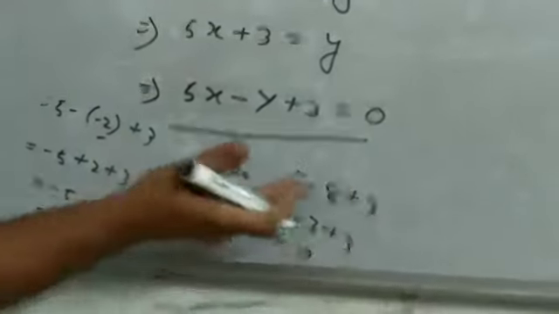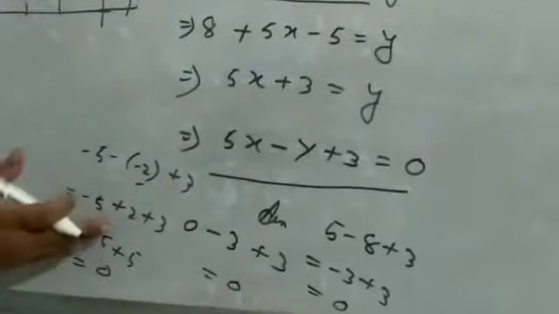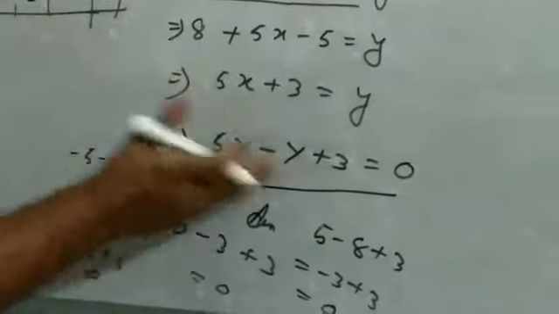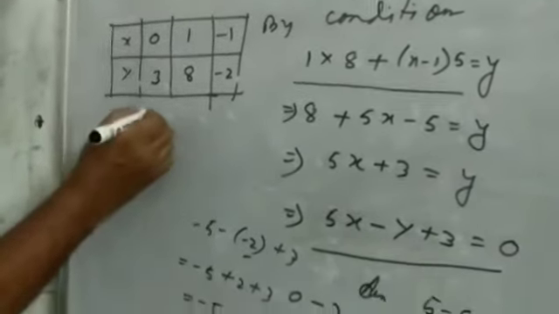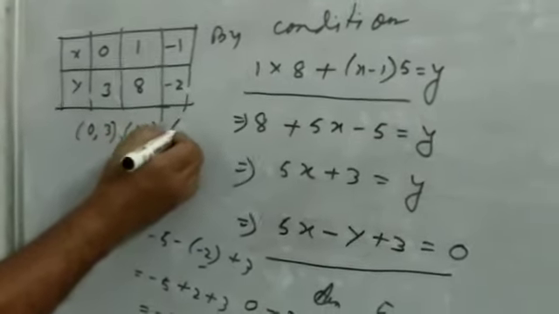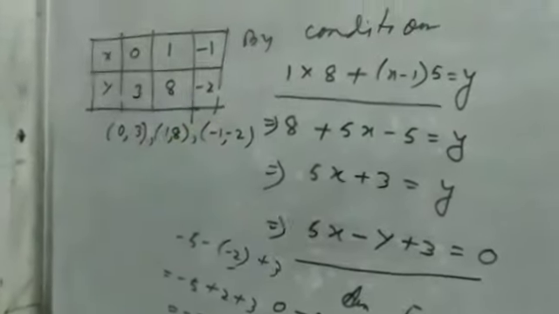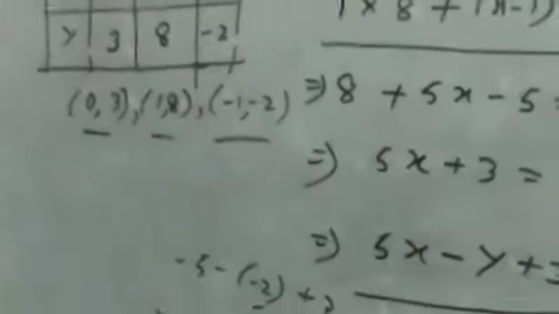So if you get a problem like that, you justify. Let us confirm that your solution is correct. So we got the 3 solutions. Here solutions are 0, 3, then 1, 8, then minus 1, minus 2. These are the solutions.